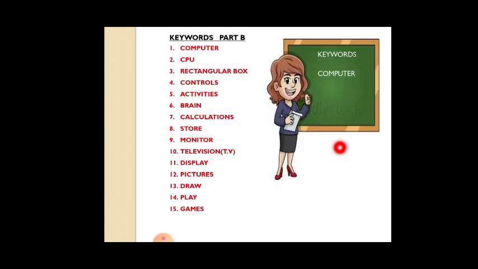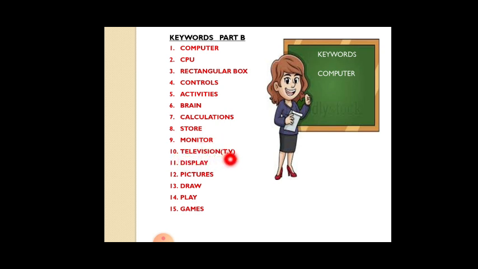So next, let us learn now some of the keywords related to part B, that is computer, COMPUTER. Second one is CPU. Next is rectangular box, RECTANGULAR BOX. Then controls, CONTROLS. Activities, ACTIVITIES. Next is brain, BRAIN. Next is calculation, CALCULATION. Next is store, STORE. Then monitor, MONITOR.